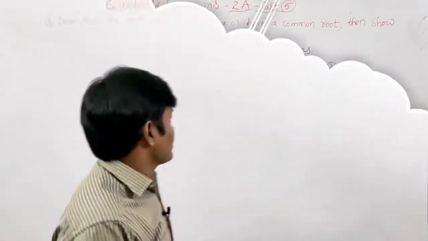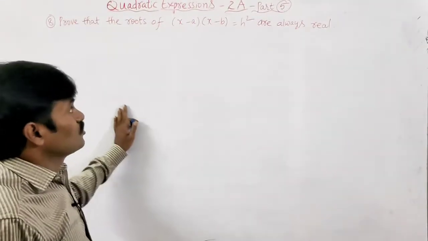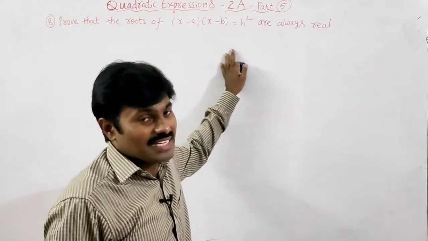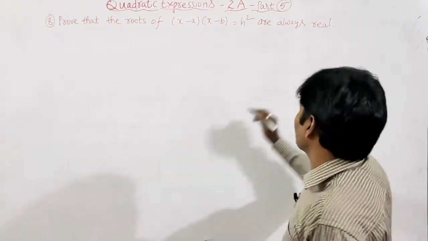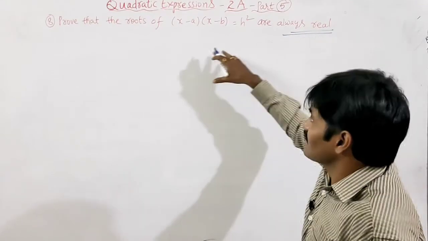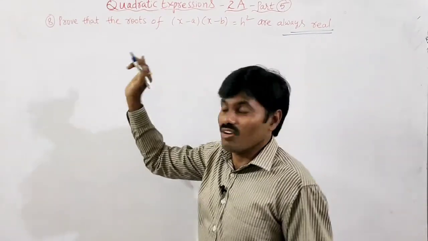Now let us discuss the solution of question number 8. Prove that the roots of x minus a into x minus b is equal to h square are always real. So they are discussing here the nature of the roots of this quadratic equation.